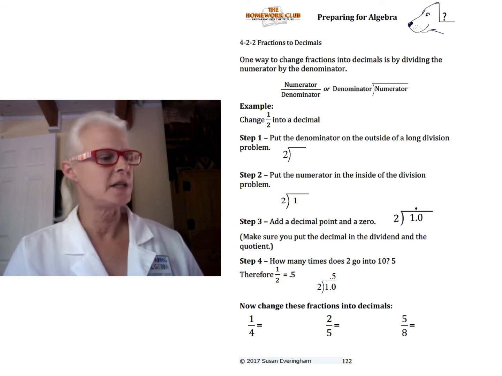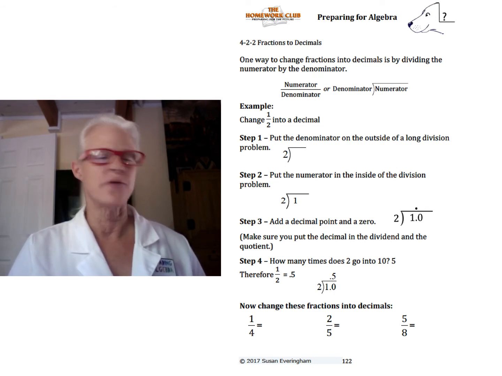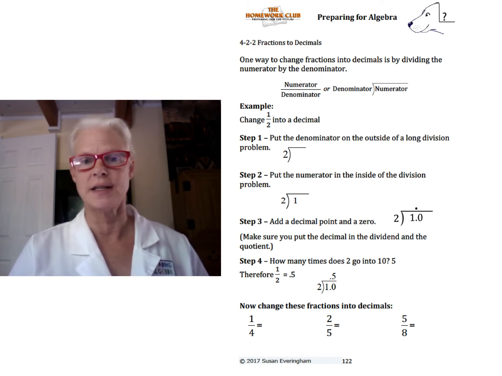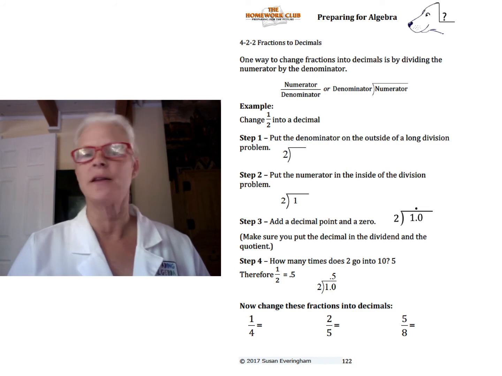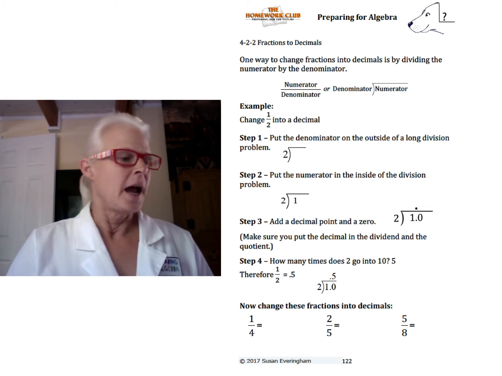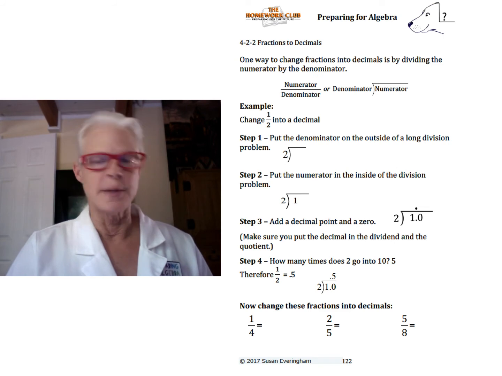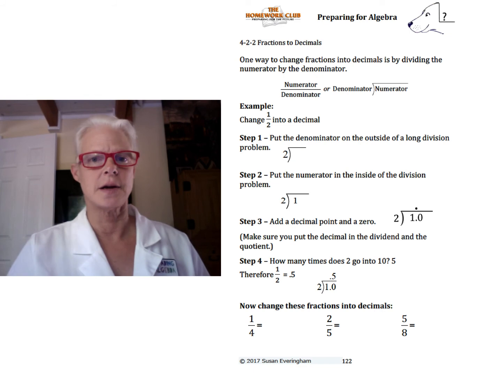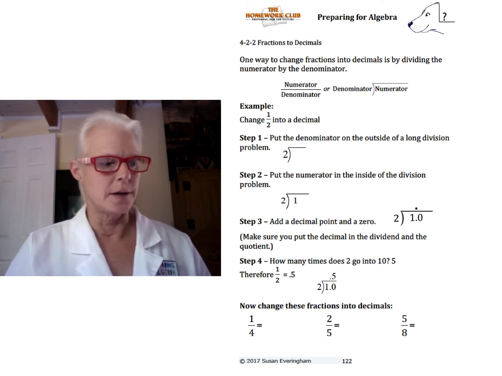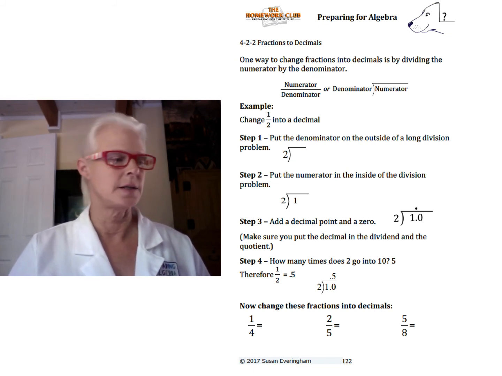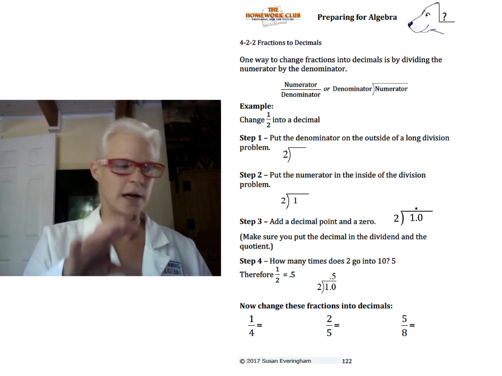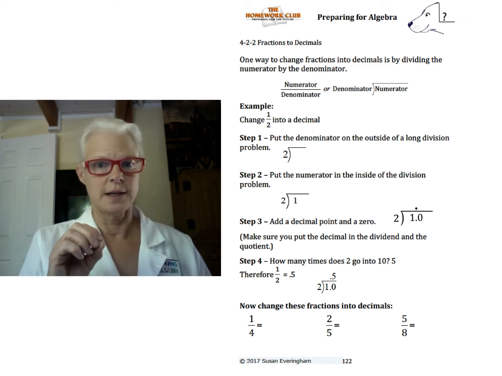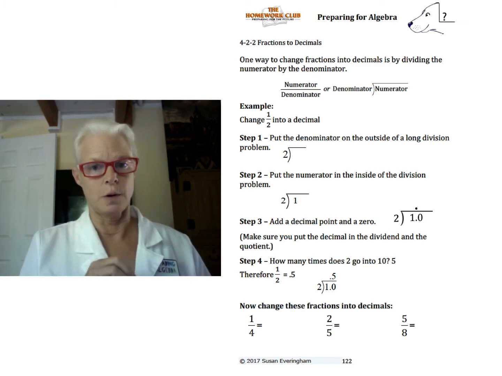Page 122, and this is changing fractions into a decimal. One way to change fractions into decimals is by dividing the numerator by the denominator. And as you can see, the denominator is placed on the outside of the division sign, and the numerator is on the inside, or the dividend. So the denominator becomes the divisor, and the numerator becomes the dividend, and the outcome is called the quotient, right?